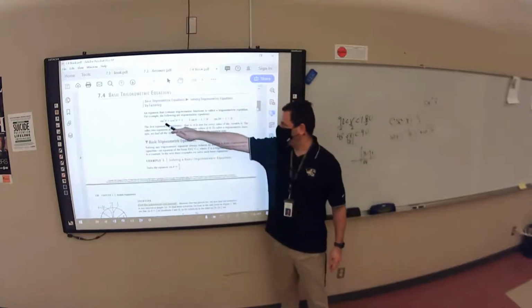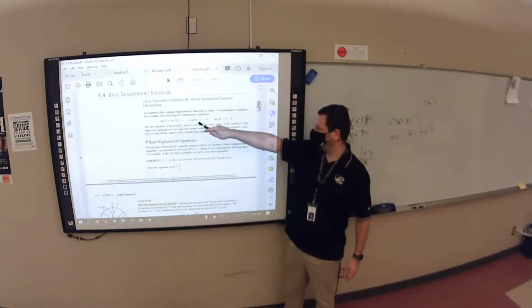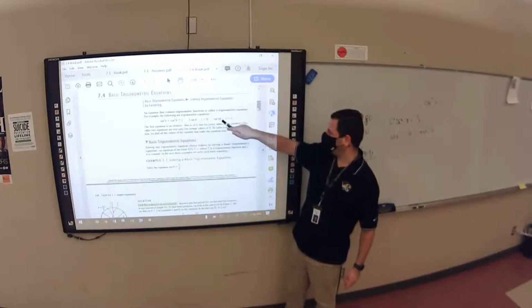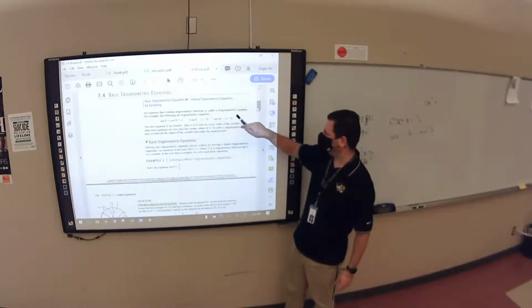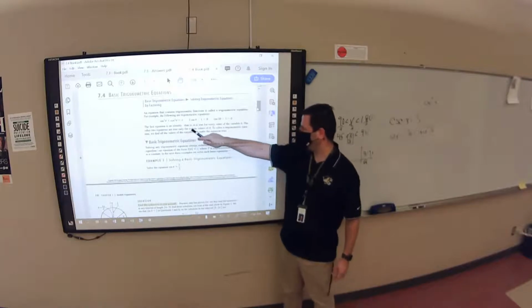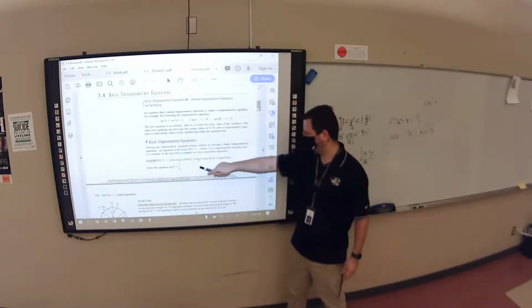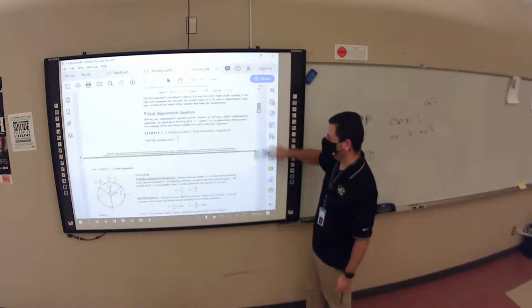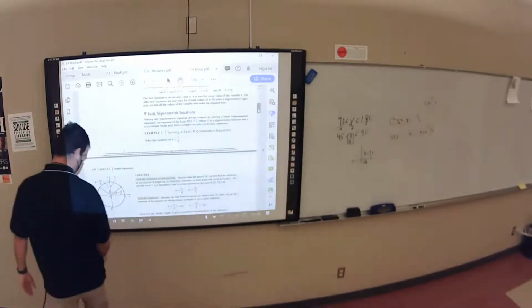We know this one, sine squared plus cosine squared equals 1. We know that 2 sine theta minus 1 equals 0. We know sine of 2 theta minus 1 equals 0. These are called trigonometric equations. This is basic trigonometry, solving. Here we go. Jump right into it.